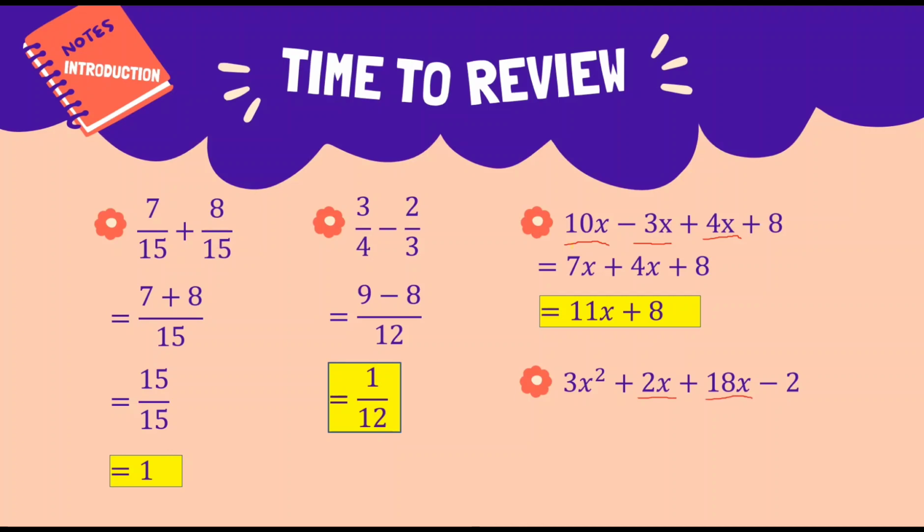Ma'am, ito din po, di ba? May x din. So, tayo po ay nasa second power dito. So, to the second power. So, hindi po siya katulad nito kasi ito nasa first power pa lang tayo. Okay. So, let us combine. Let us copy 3x squared. Ito yon. And then 2x plus 18x, we have 20x. And then copy minus 2.